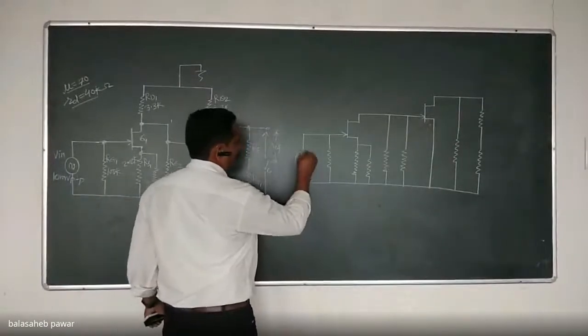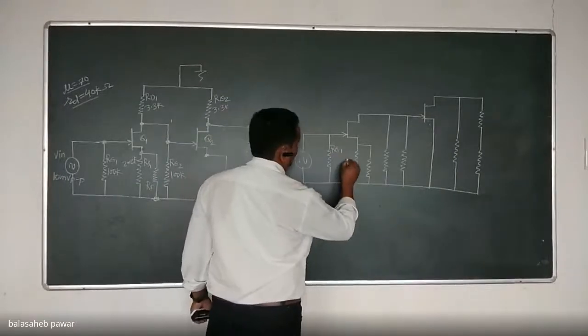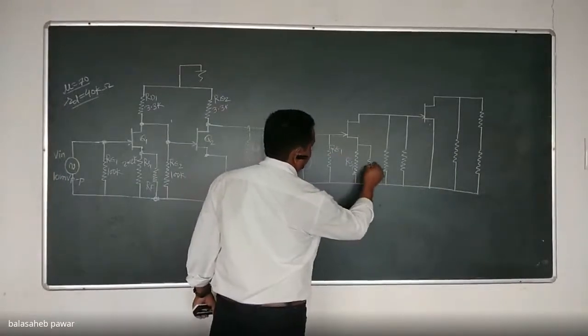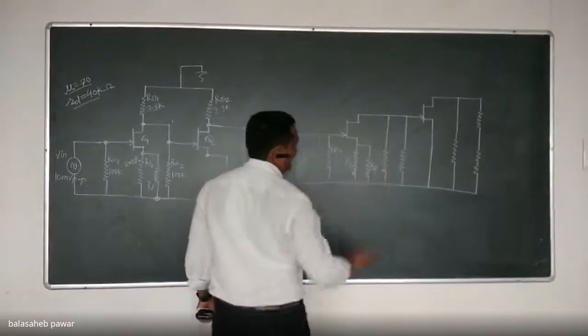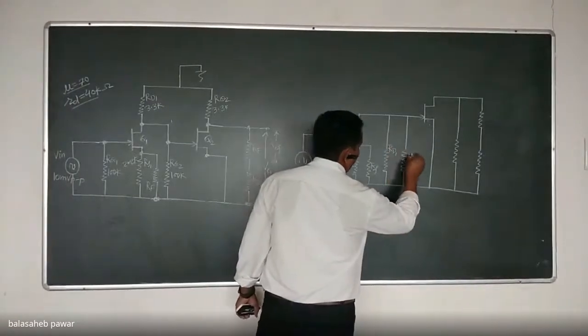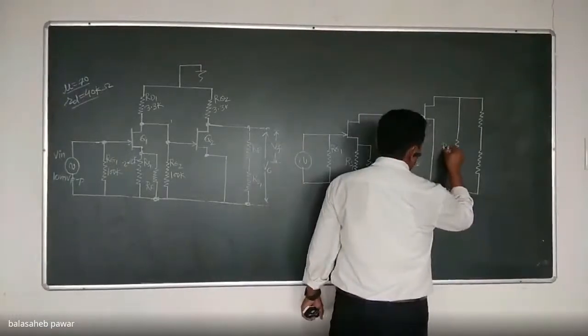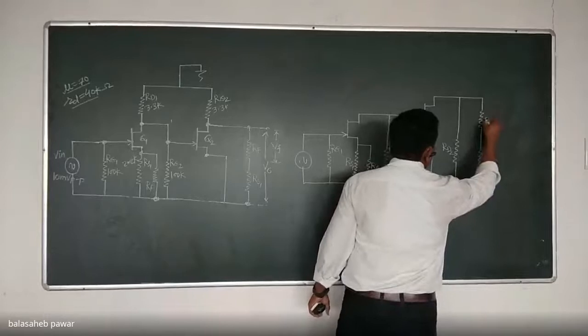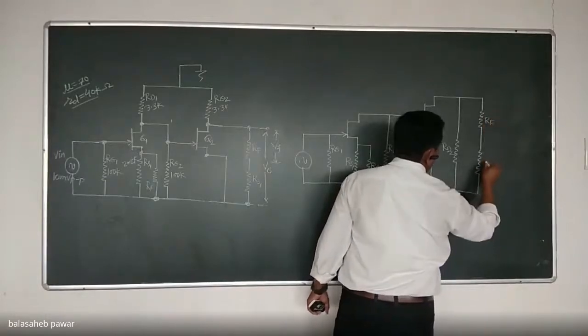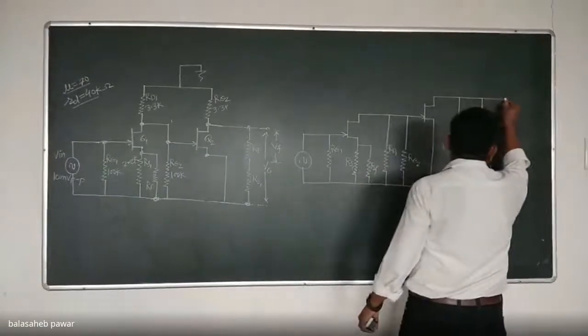This is nothing but our Vin. This one is RG1. This one is RS1. This one is RF. This one is RD1. This one is RG2. This one is RD2. This one is RF. And this one is RS1. And here we are taking the output.